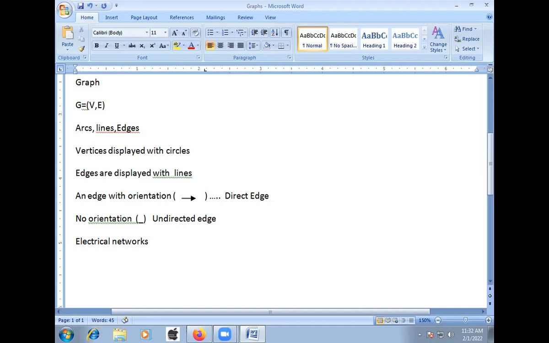And one more: study of molecular structure in science. The study of molecular structures of chemical compounds requires graph representation. Chemical compound representations use graphs. And one more application is the representation of airlines. In airlines also, graphs are used.